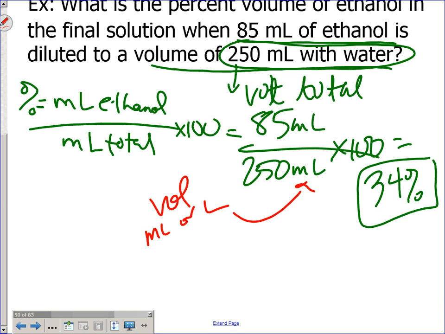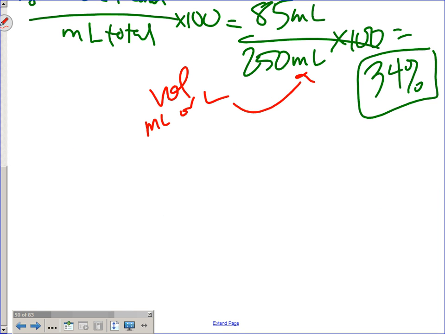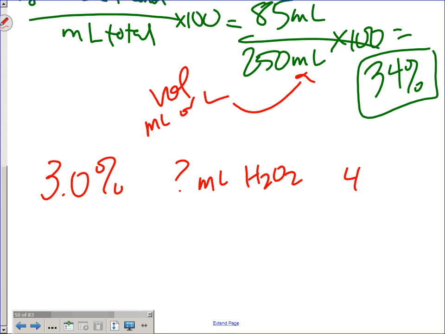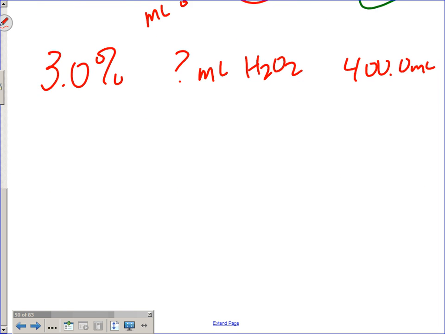Good point. All right, so 15, drugstore hydrogen peroxide is labeled as 3% by volume. How many milliliters of hydrogen peroxide are in a 400 milliliter bottle? Tell me now how you think you should set this up. Give everybody a chance real fast. All right, Nick, I'm ready.